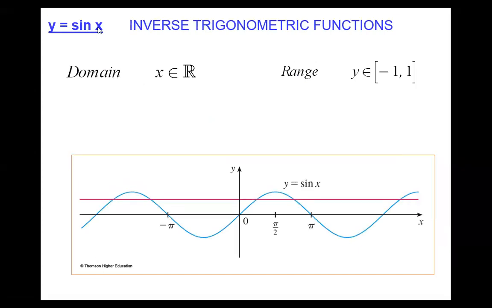I will uncover the whole slide. Okay, that means let's look at the first function, sine of x. That's the blue curve. And what do you think? Is this function one-to-one? Of course not. Thank you for answering.